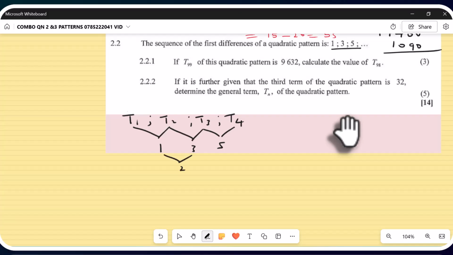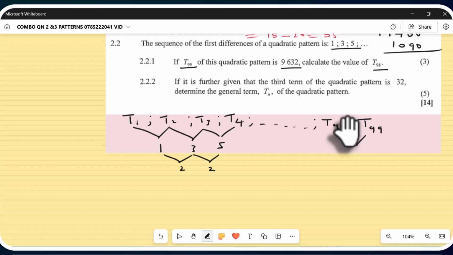What am I supposed to do here? They're saying that if T99 of this quadratic pattern is 9632, calculate the value of T98. So I'm dealing with T99 and T98, which means somewhere here I have my T98, okay, and then T99. Now when I subtract here, what comes here? What we have here is the first differences, ne?